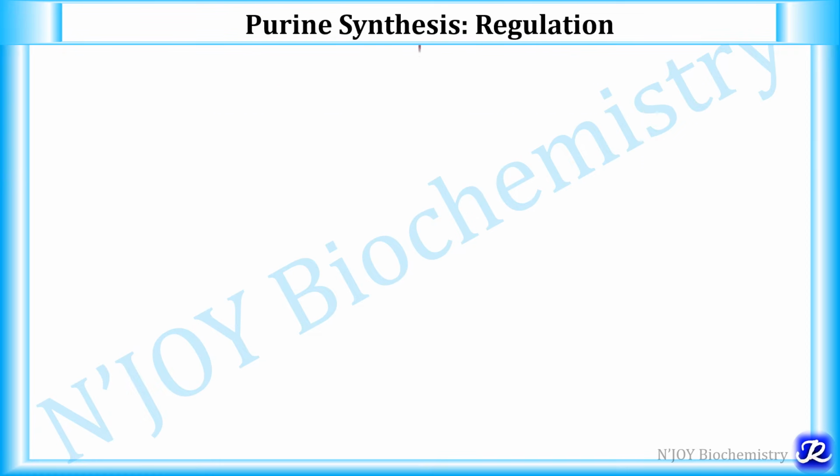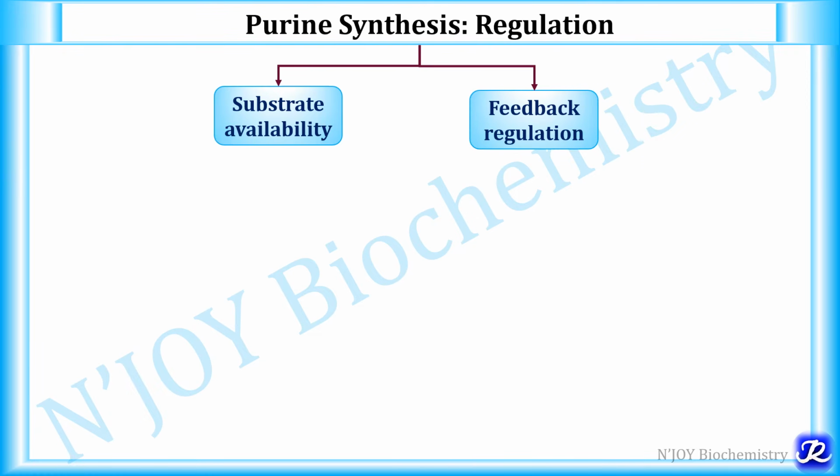Purine biosynthesis regulation involves two mechanisms, that is the availability of substrate and feedback regulation. The substrate for purine biosynthesis is ribose 5-phosphate, and the first product that is formed is phosphoribosyl pyrophosphate. So availability of ribose 5-phosphate and phosphoribosyl pyrophosphate will decide the rate of purine biosynthesis. If there is more availability of PRPP and ribose 5-phosphate, there is more purine biosynthesis.